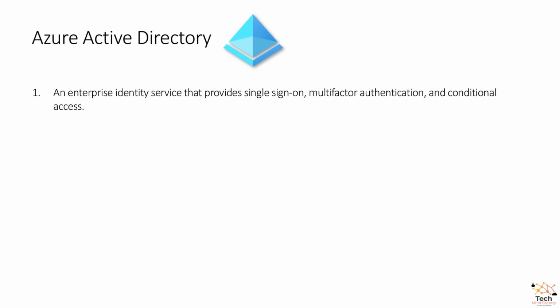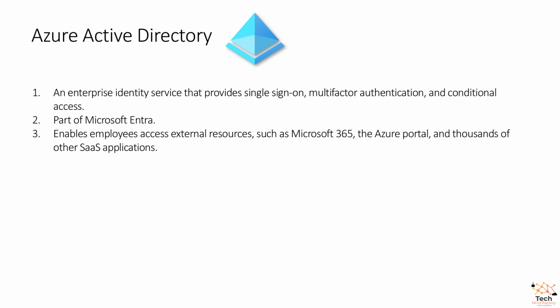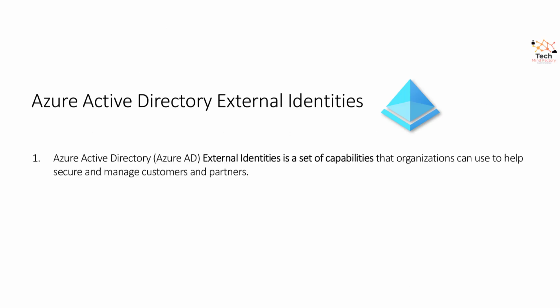So let's start with Azure Active Directory. It is an enterprise identity service that provides single sign-on, multi-factor authentication, and conditional access. It is part of Microsoft Entra. It enables employees to access external resources such as Microsoft 365, the Azure portal, and thousands of other software as a service applications. Azure Active Directory is used to access internal resources like applications on the corporate intranet network, along with any cloud applications developed for our own organization.